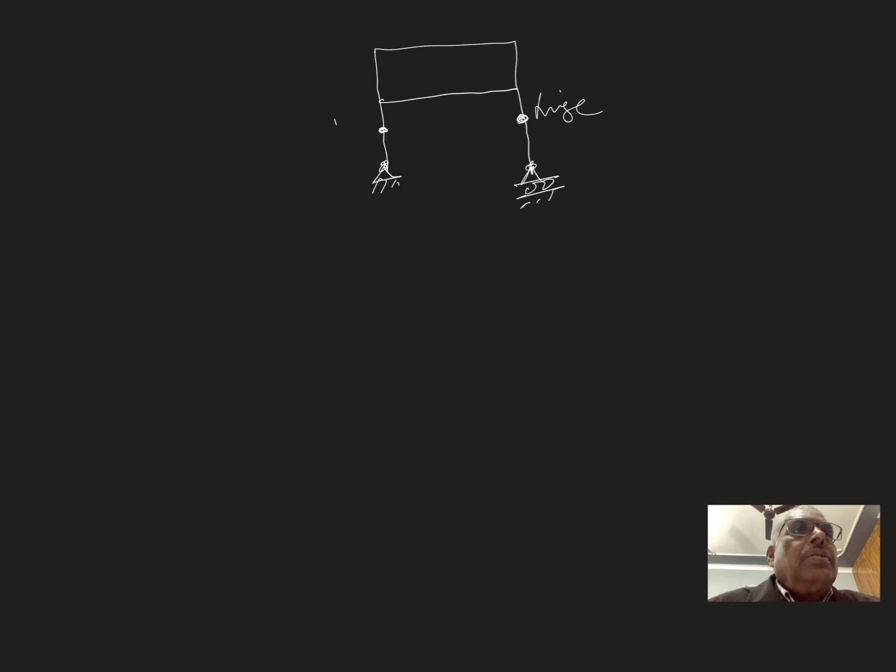Now let us take another example of determination of static indeterminacy. This is a two-story building, this is hinge, this is hinge, and this is also hinge. Now we are going to find out the degree of indeterminacy. First I am using Henderson's rule.